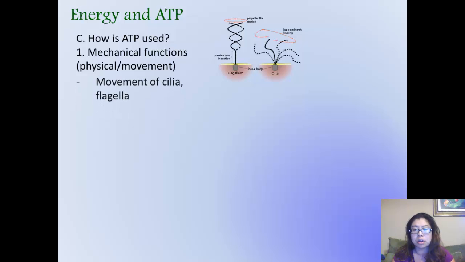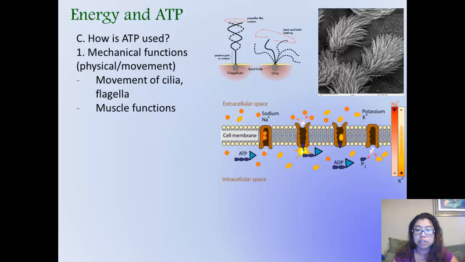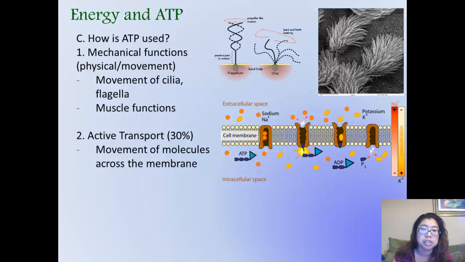So here is a microscopic picture of cilia on an organism. They are used for muscle functions, for movement that way, coarse and fine motor skills. They are also used for cellular regulation, to maintain homeostasis in cells. In active transport, about 30% of your ATP, which is a lot of energy, is used for regulation of movement of molecules across the membrane. And here is a very common one. It's the sodium-potassium transport that is used for muscle movement.